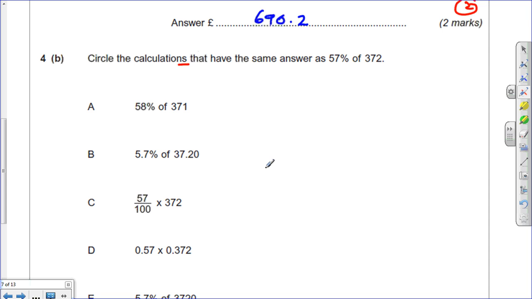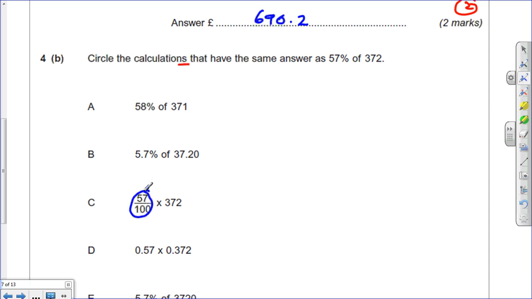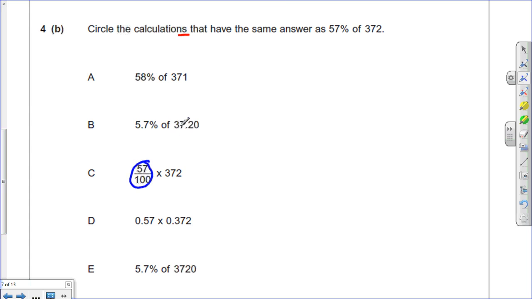Well, there's the decimal equivalent of 57%, but 0.372 is not equivalent to 372. What about finding 5.7% using the percentage button? 5.7% of 37.20 would not give us the right answer. But this one here, where we're finding a tenth of what we want, but the amount we're finding it from is 10 times bigger, also would give us the same answer.